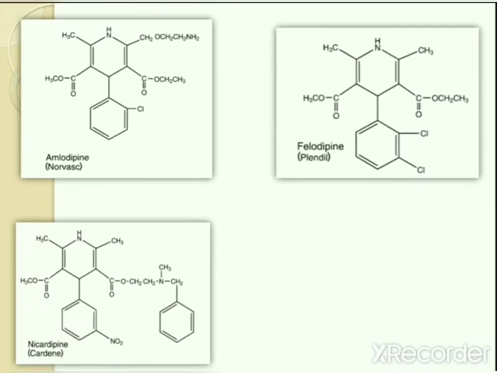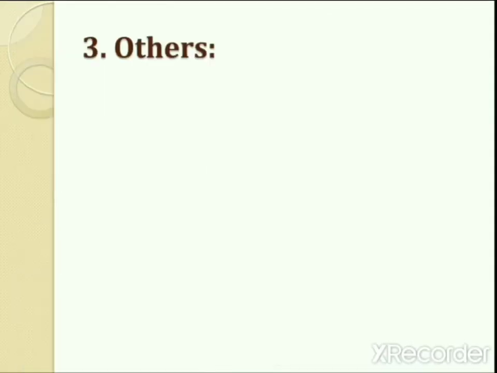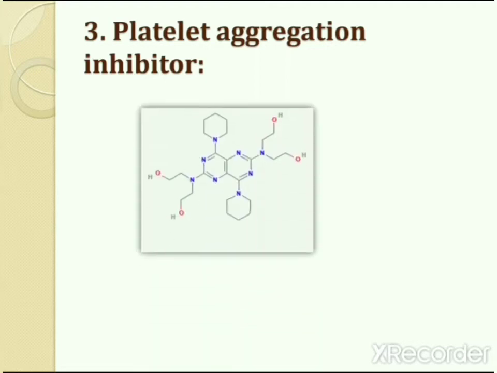dihydropyridines nifedipine, amlodipine, felodipine, nicardipine, and nimodipine. The last main category according to mode of action is platelet aggregation inhibitor. It includes dipyridamole. Dipyridamole is a nucleoside transport inhibitor and a PDE3 inhibitor medication that inhibits blood clot formation when given chronically and causes blood vessel dilation when given at higher doses over a short time.